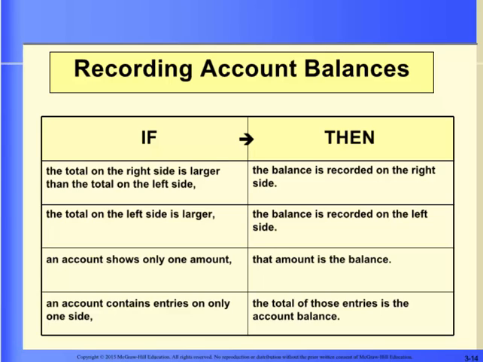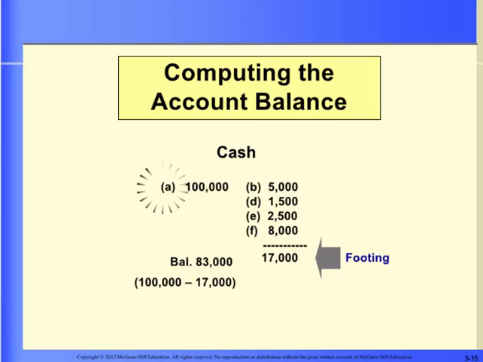This table shows the possible balance alternatives that could exist in an account. To determine the balance of the cash account, we would add, foot, the total of the right side, which equals $17,000. Since this side is smaller than the left side, we would subtract the $17,000 from the larger $100,000 left side. The difference is a left side balance of $83,000 in the cash account.